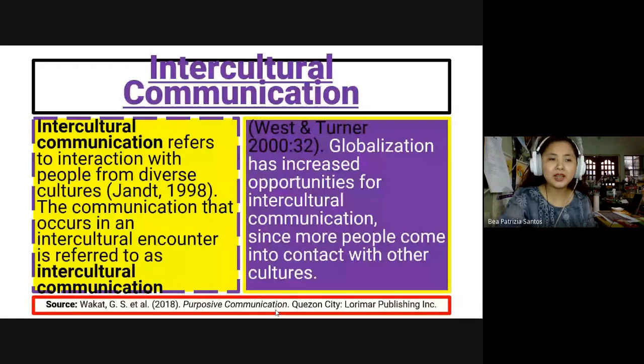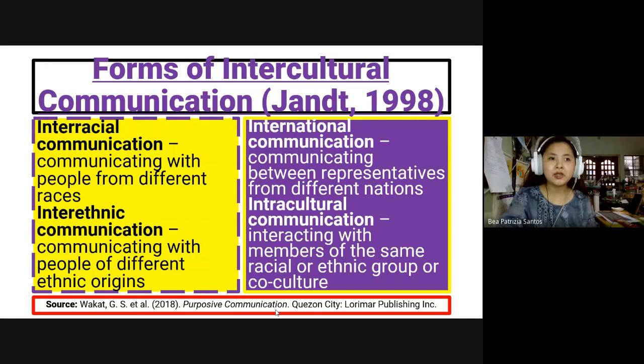After defining globalization, we now have two definitions of intercultural communication. This term also has a lot of definitions from many researchers and philosophers. So the two most common definitions are from Jant 1998 and Weston Turner 2000. Next, we will discuss the forms of intercultural communication.